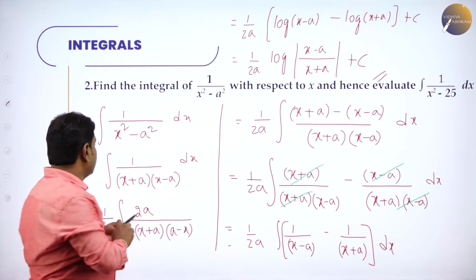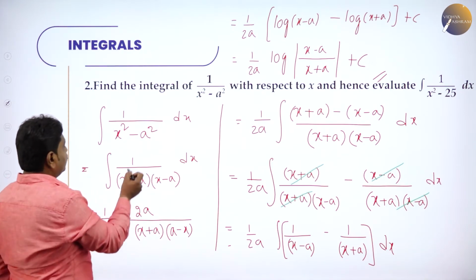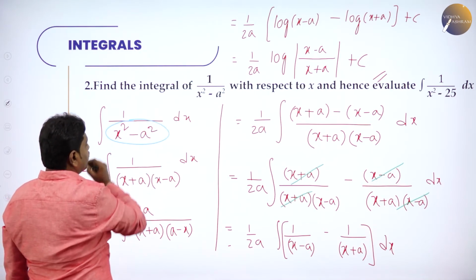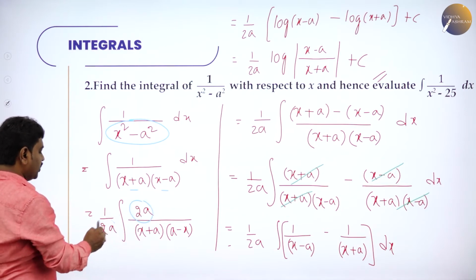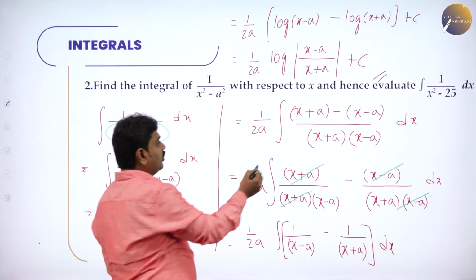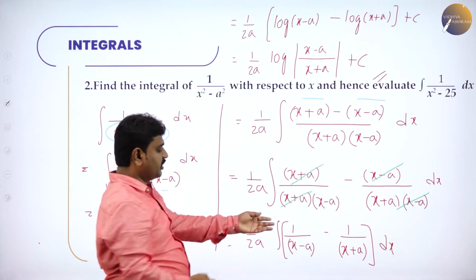Easy. See here, what are the steps you have to concentrate on? The very first step is factorizing. So you know x square minus a square can be written as x plus a into x minus a. Second thing, divide and multiply by 2a. Third thing, write 2a as what? x plus a minus x minus a. Then split it. Then we have this.